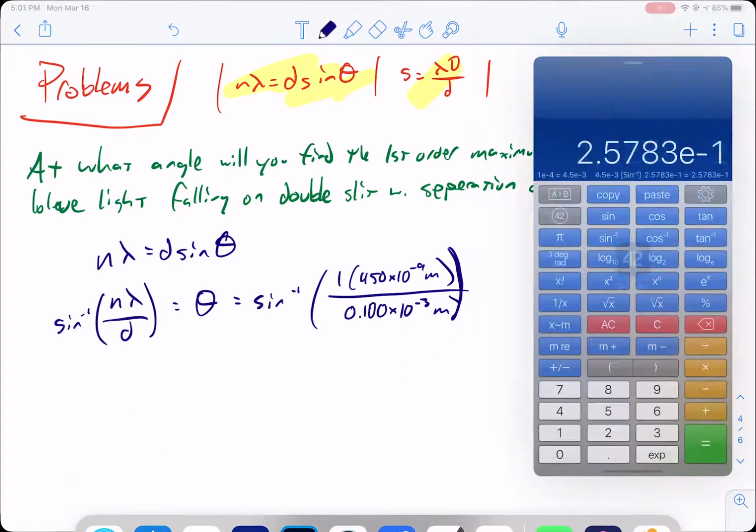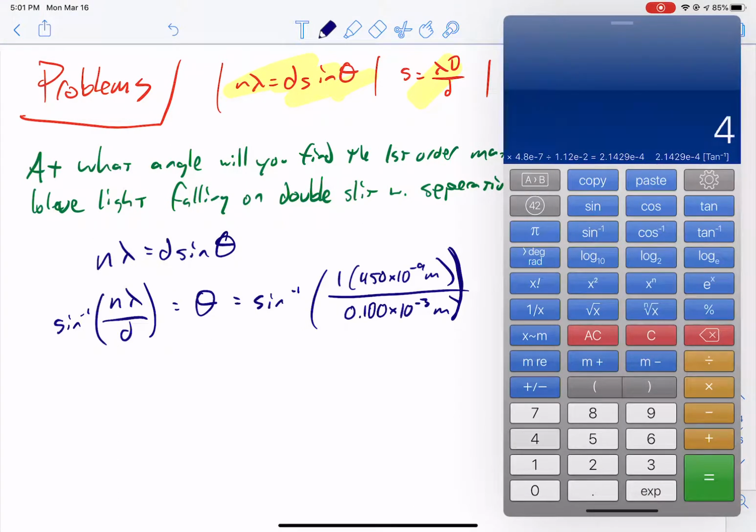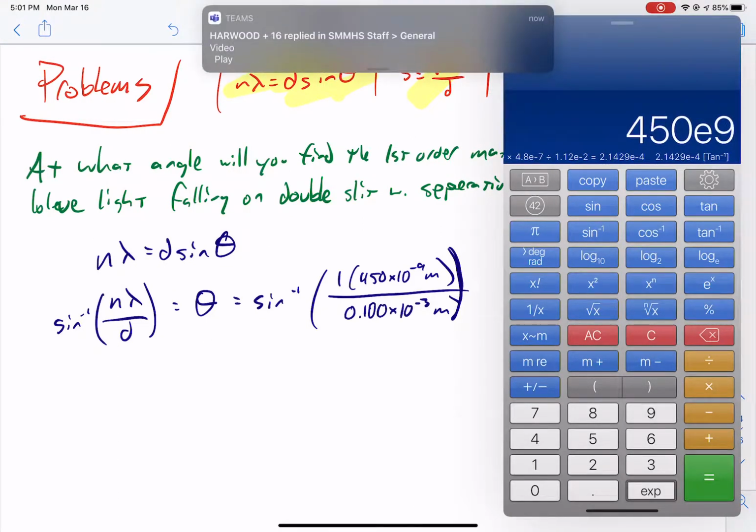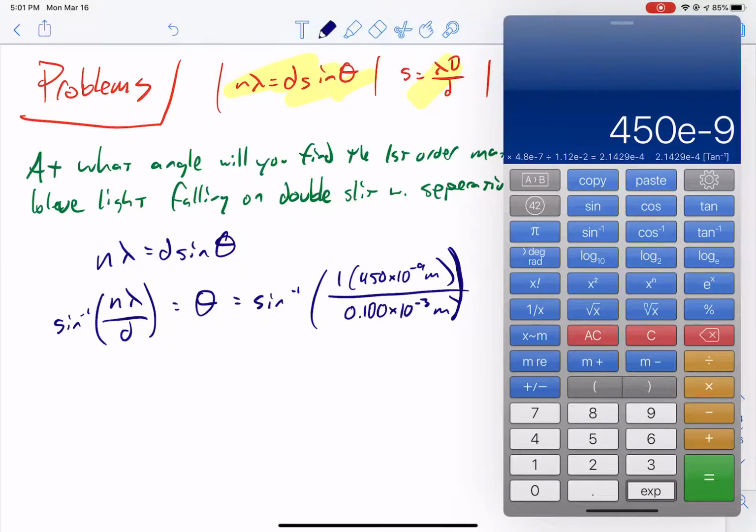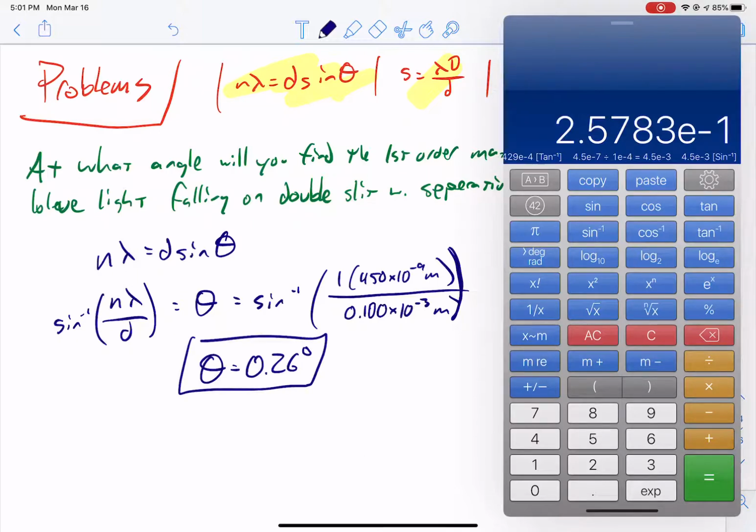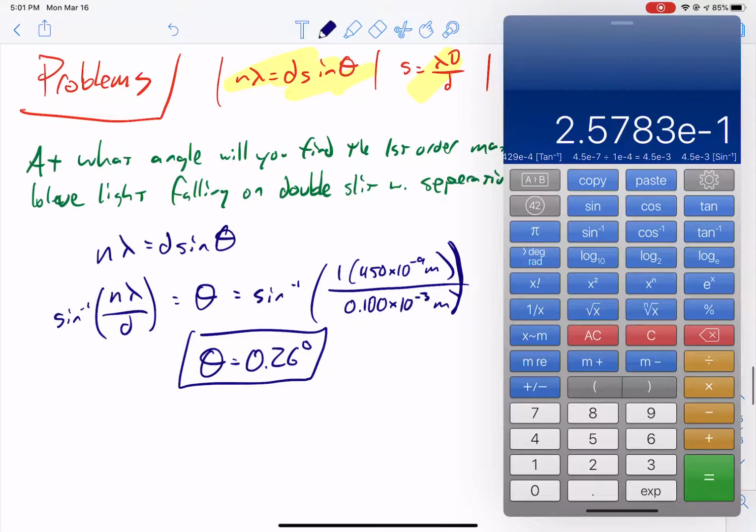Get pCalc up here. So that is 450 times 10 to the negative 9th divided by 0.1 times 10 to the negative 3rd. And if I take the inverse sine of all that, we're going to get an angle of 0.26 degrees. That is the angle of the first maximum in this situation.